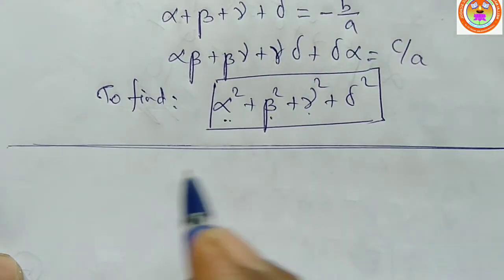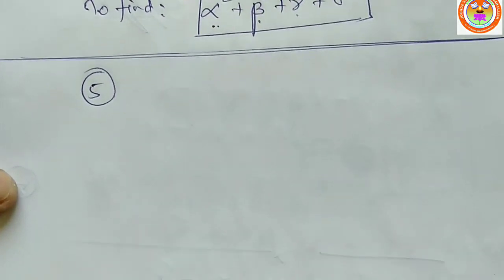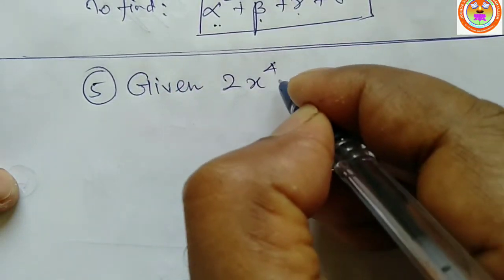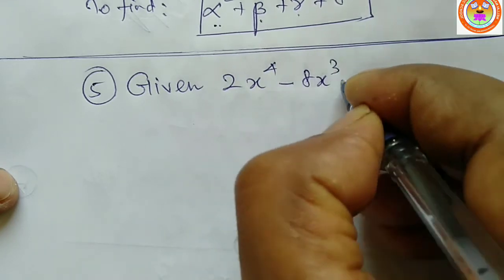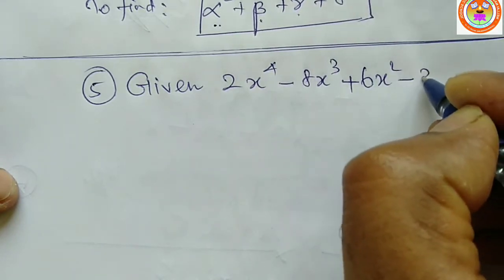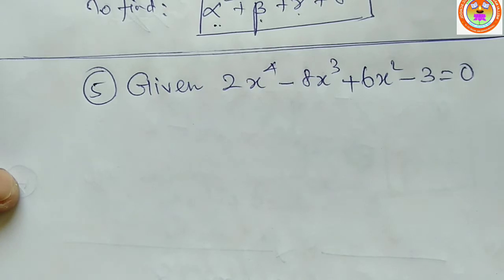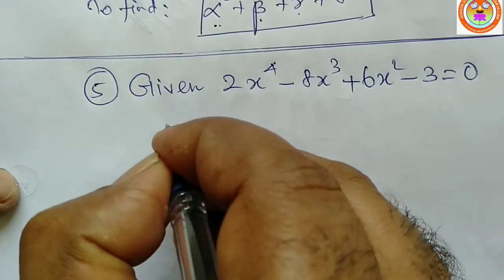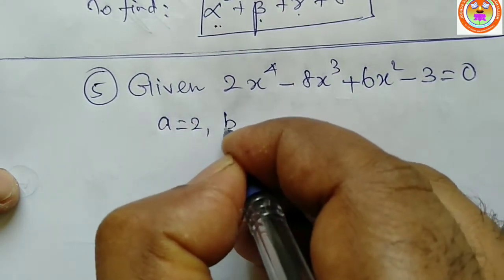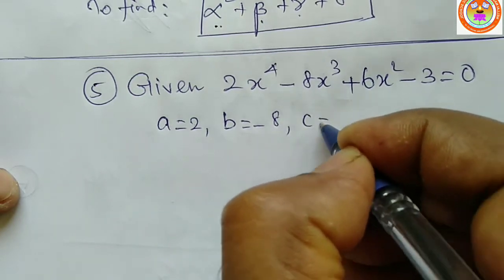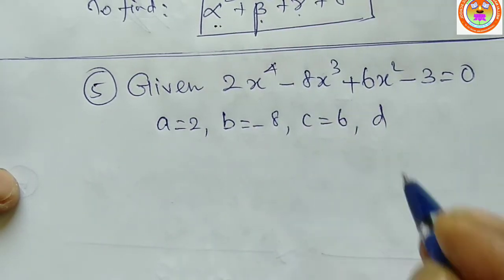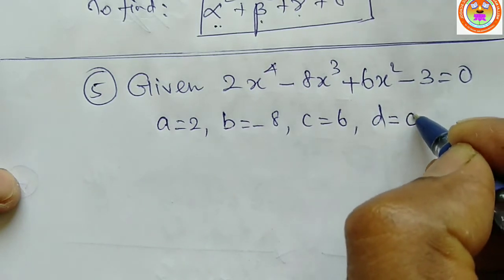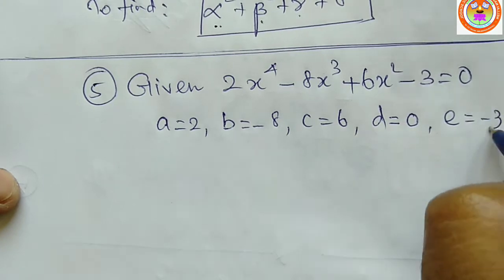This is a rough work only. Question number 5. It is given that the 4th degree equation 2x raised to 4 minus 8x cube plus 6x square minus 3 is equal to 0. So, if you are comparing this with the standard equation, a is equal to 2, b is equal to minus 8, c is equal to 6, d, means the coefficient of x. There is no extra, so the answer is 0. Then E is minus 3.